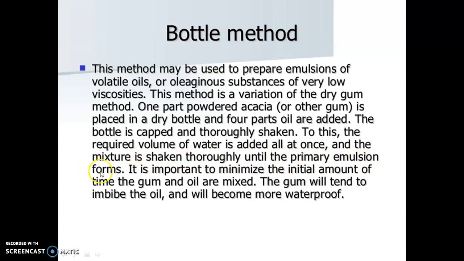primary emulsion is formed. It is important to minimize the initial amount of time the gum and oil are mixed. The gum will tend to imbibe the oil and will become more waterproof.